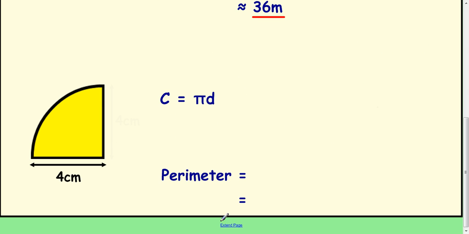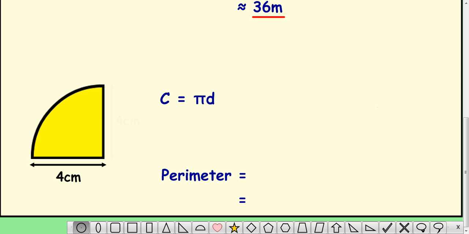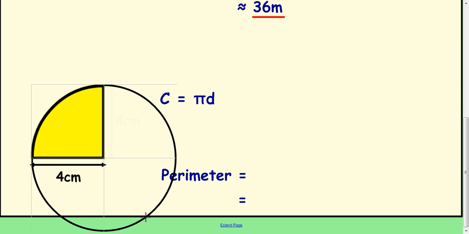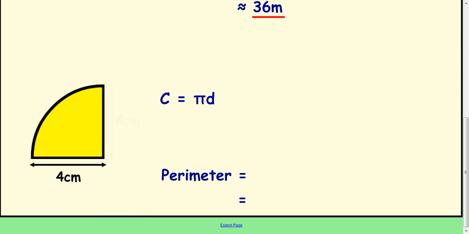Okay, next example. Calculate the perimeter of this here, which is a quarter circle. So the first thing I'm going to do is imagine the full circle again like this. So I'm going to work out the circumference of the full circle using c equals pi d.